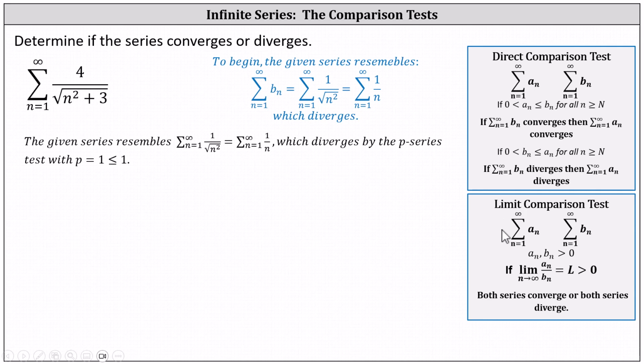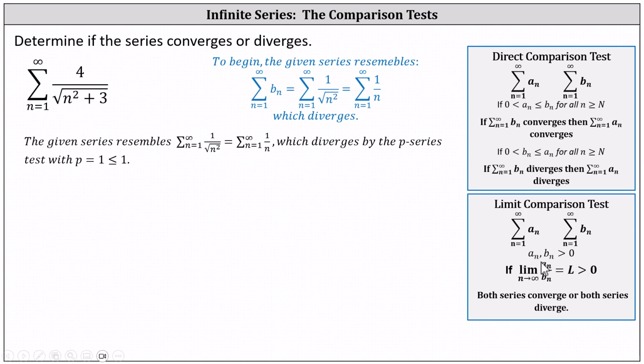review, if we have two infinite series, one given by the formula a sub n, and the other given by the formula b sub n, where a sub n and b sub n are both greater than 0, if the limit as n approaches infinity of a sub n divided by b sub n equals L, which is greater than 0, then both series converge or both series diverge. So because we're comparing to a divergent series, if this limit equals L, which is greater than 0, then we know the original series also diverges.